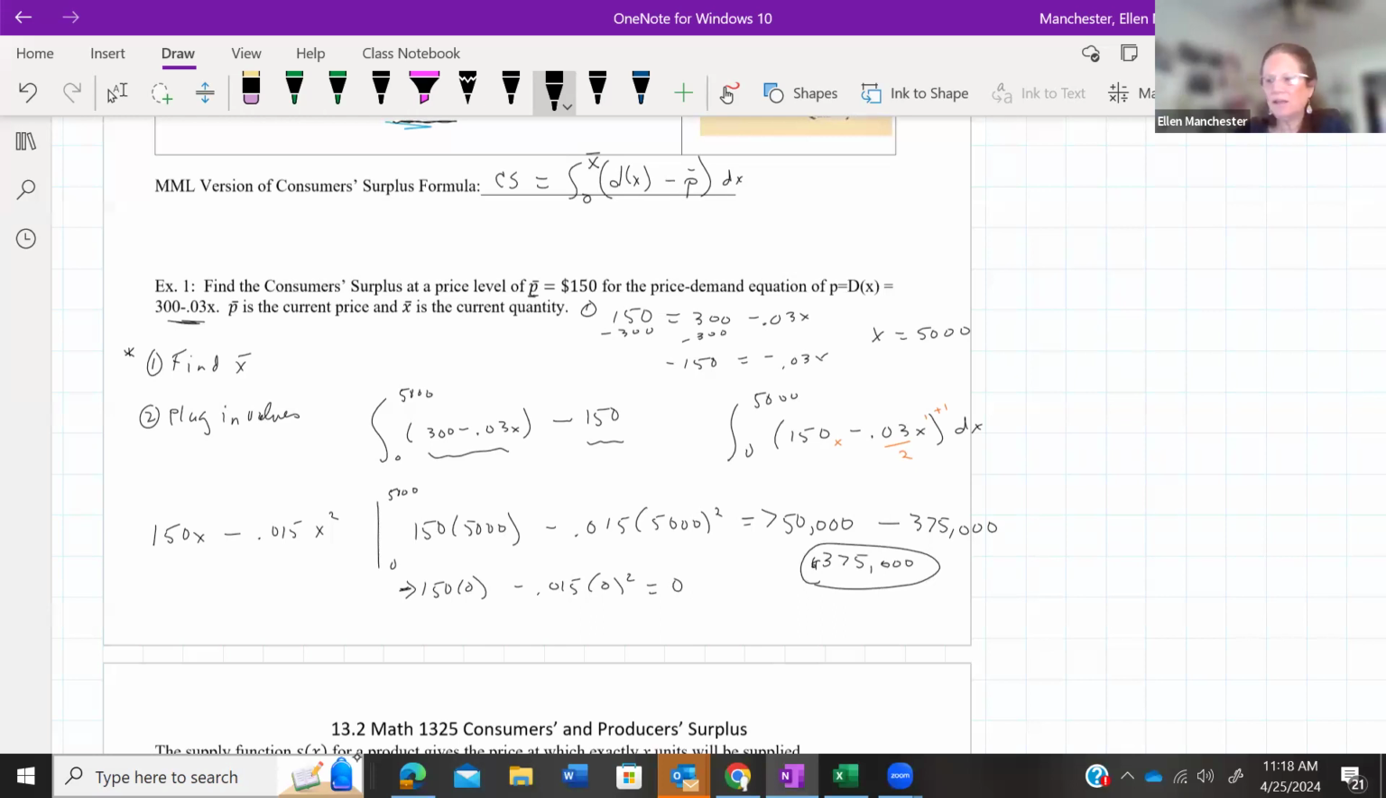Okay, so again, what that means is it's a cumulative amount of all the people that are willing to pay more than $150, but they don't have to. So they're willing, but they don't need to do it. Okay, so that's that cumulative amount.